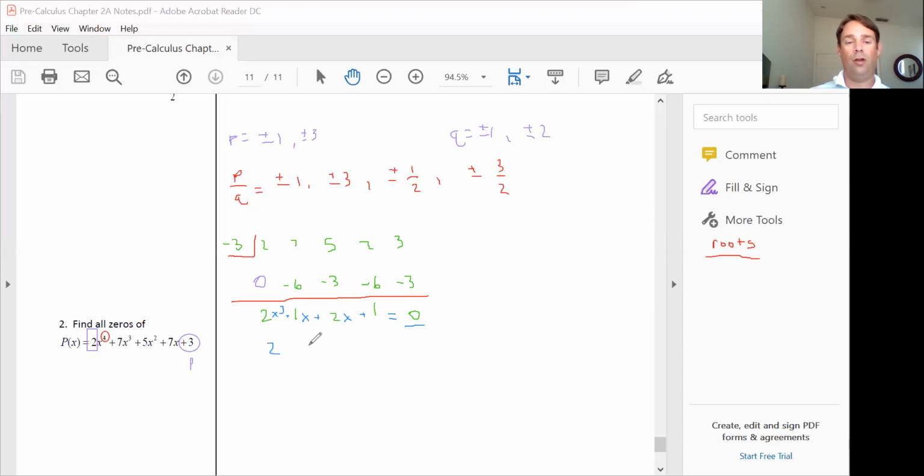So I have 2, I have 1, I have 2, I have 1. By the way, let's take a quick little gander here. Notice my p-value changed, right? I no longer have 3 as my p-value. My p-value is now +1. So anything that had a 3 in it before, I could actually cross off, because my p-value doesn't have any 3's in it.